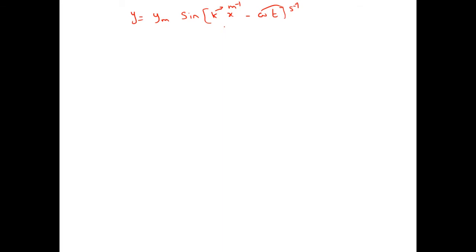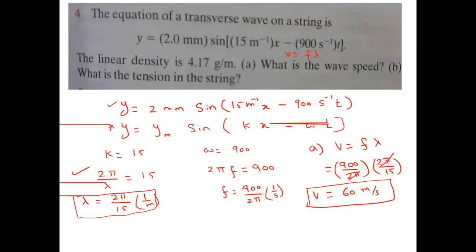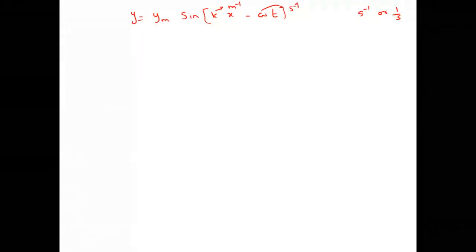My dear, both are correct. If you write s power minus 1 or 1 over second, both are the same. Radian is dimensionless. Radian has no dimension. Even if you write radian, it's meaningless. The equation always comes with the sign. You can see here, the equation is coming with a sign. Clear?